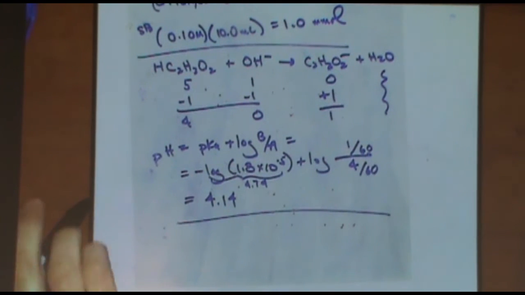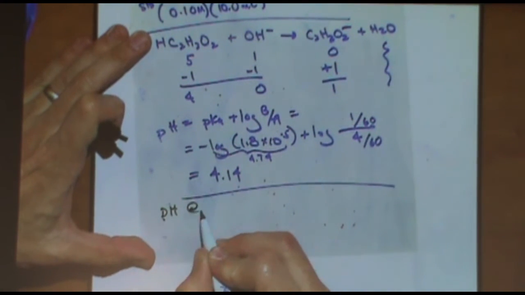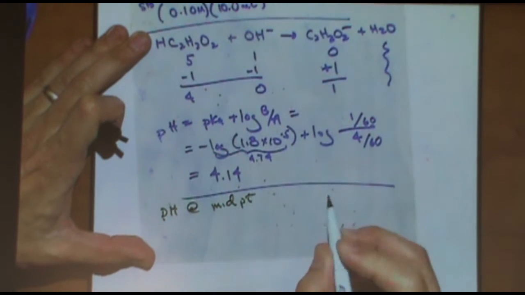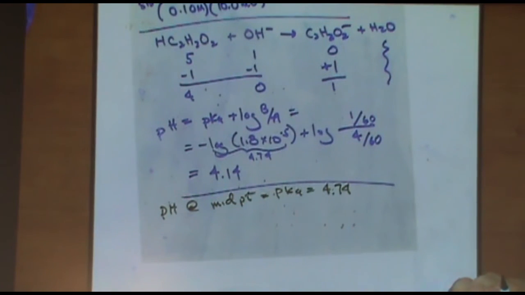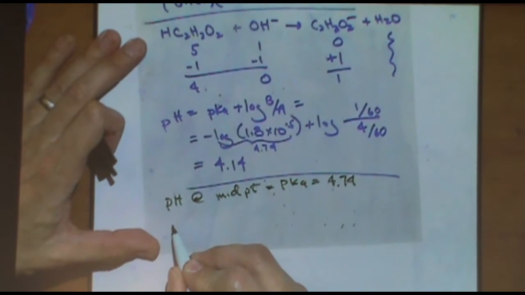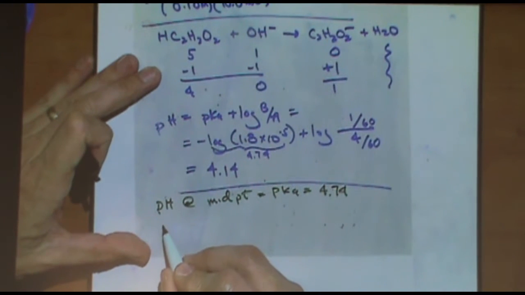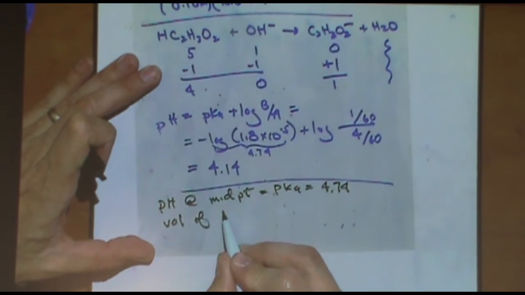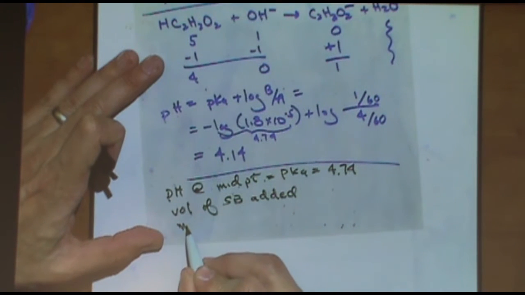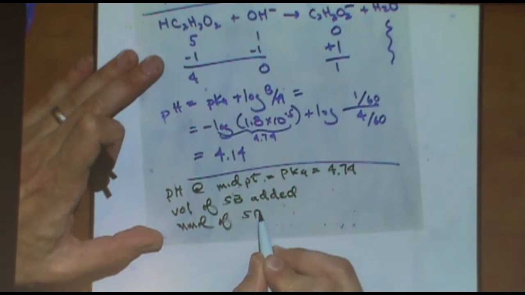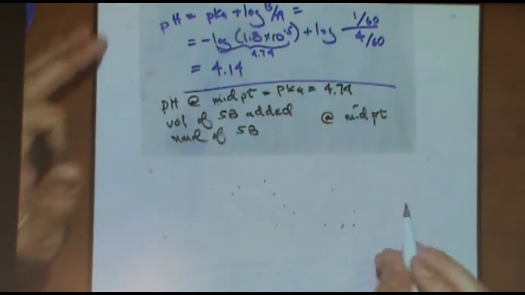So let's change pen colors. Okay? First of all, I want to know the pH at the midpoint. How do I find that? It's just pKa. So that's 4.74. Okay? I want to know, what else would we want to know at the midpoint? How about the volume of the strong base added? And how about the millimoles of the strong base? Both at the midpoint. Okay, let's tackle those.